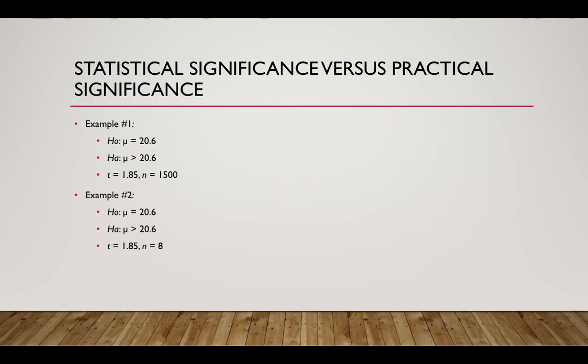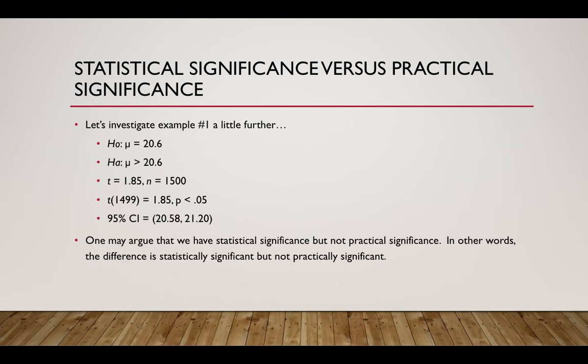So let's say example number 1, we get a test statistic of 1.85 from a sample size of 1,500. Example number 2, testing the same set of hypotheses, we have a test statistic of 1.85, but a sample size of only 8 students. Okay, so let's see what happens here.